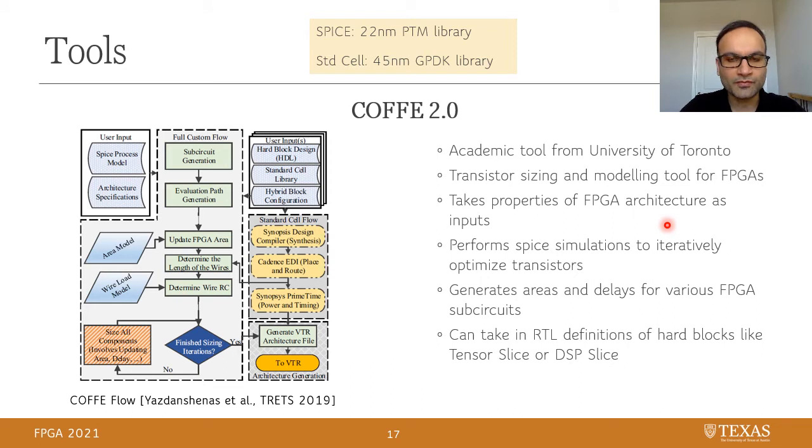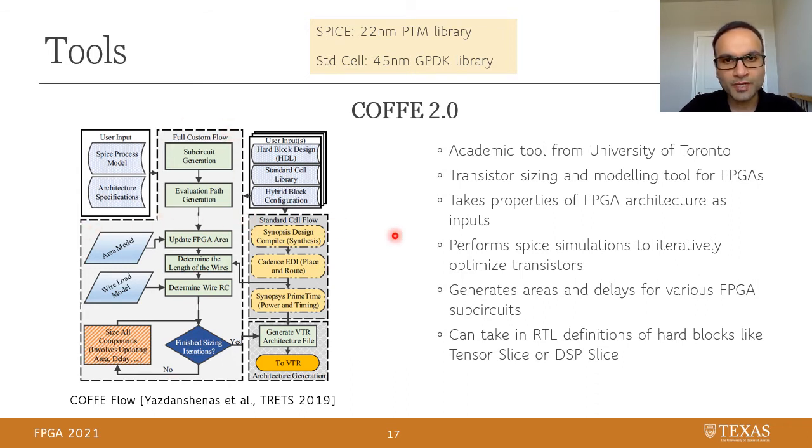We also used Coffee, which is another tool from the University of Toronto. It is a transistor sizing and modeling tool for FPGAs. It takes in the properties of an FPGA architecture, performs SPICE simulations, and generates area and delays for the various FPGA subcircuits. We used another feature of Coffee where it can take the RTL definitions of hard blocks like tensor slices or DSP slices and take them through a standard cell flow before feeding them into the logic to update the area and delays of the overall tiles for the FPGA.